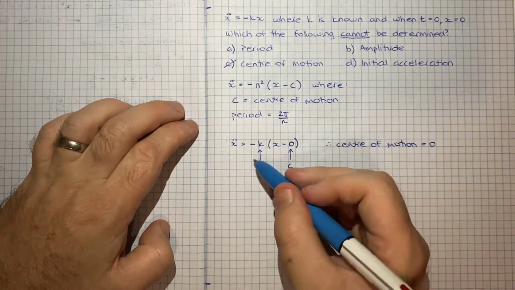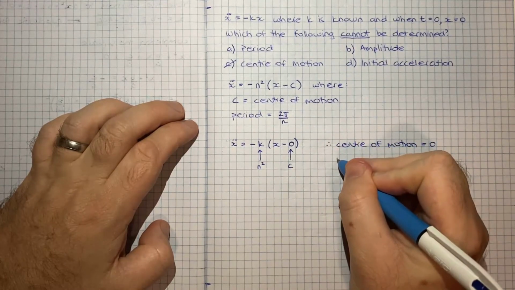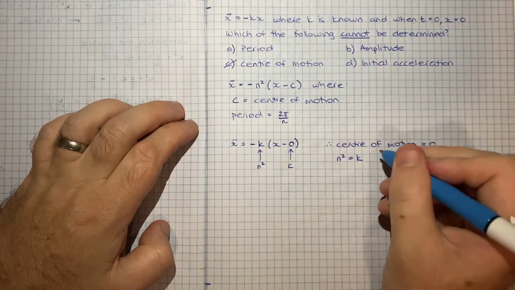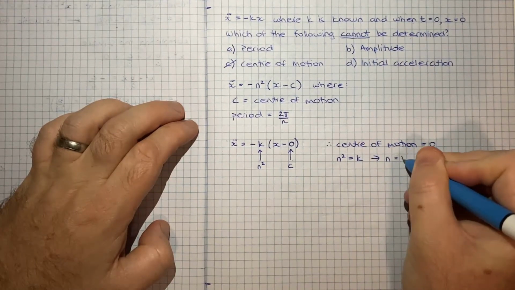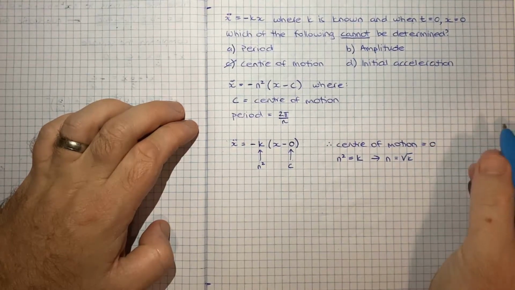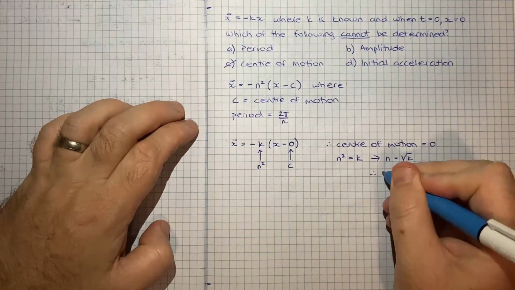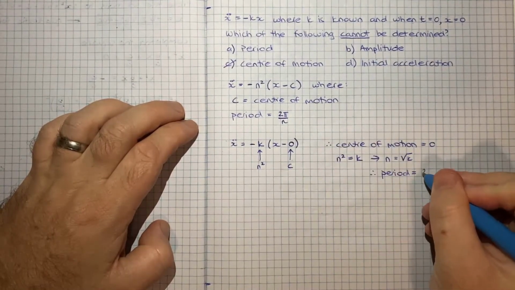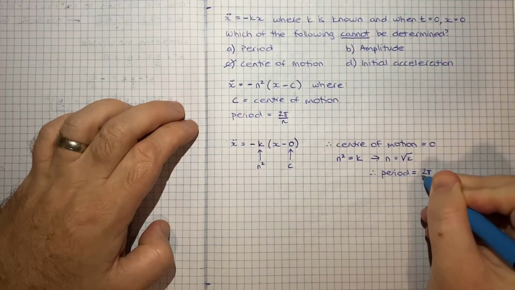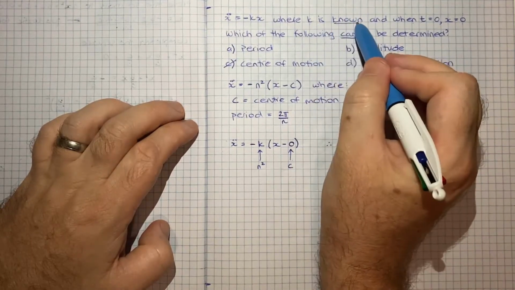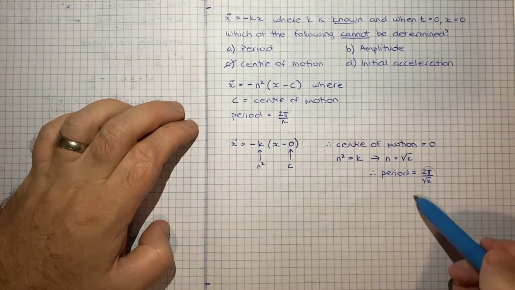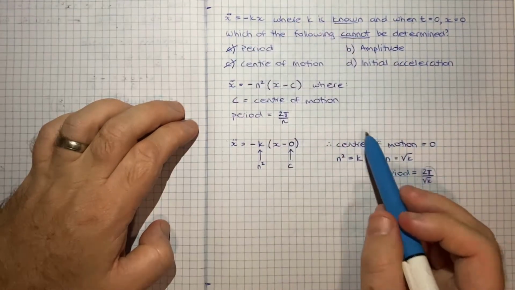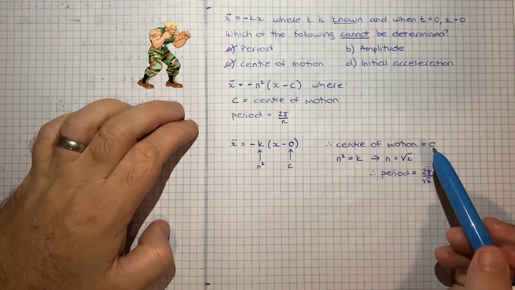We also know that if n squared equals k, then n is equal to the square root of k. So therefore our period, instead of 2 pi on n, we could write 2 pi on root k. And remembering that k is known, that means we have determined our period. So option A can be determined, so therefore it's not what we're looking for.